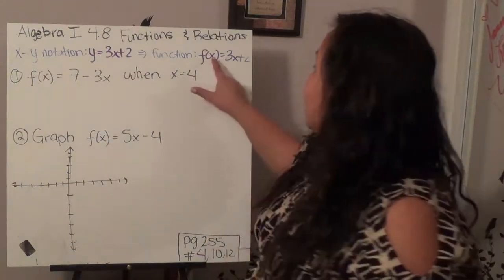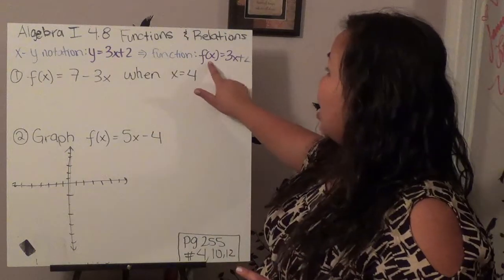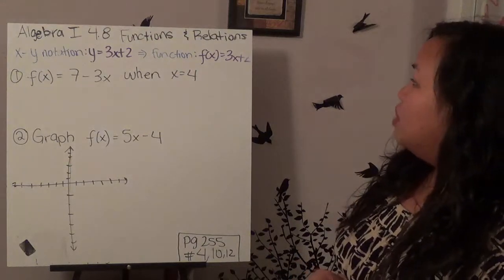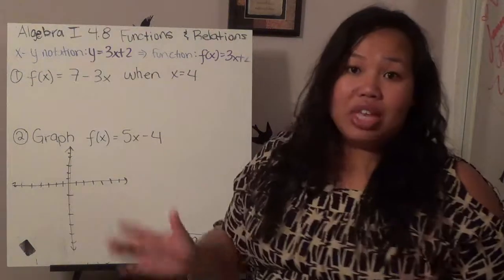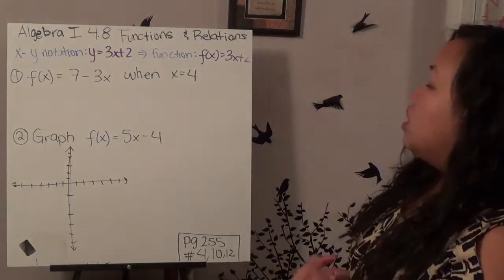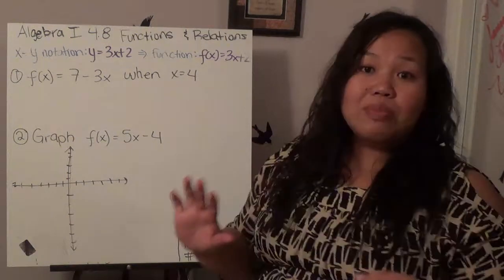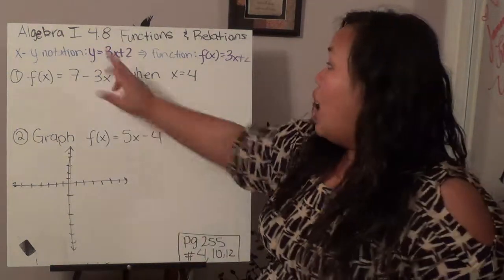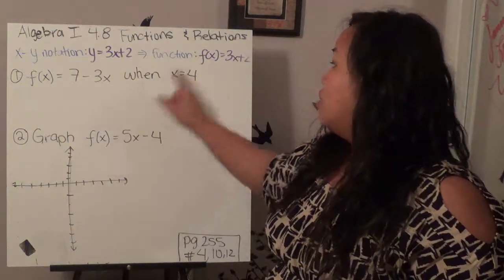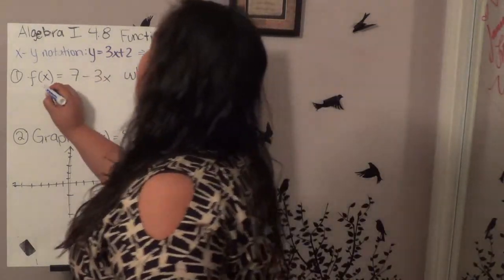Think of it as another way to write y. That's all it is. That's the new term. So if you see f of x, it's just another way to replace y. So basically everything else stays the same. For example, number 1 asks f of x equals 7 minus 3x, and we need to find f of 4, when x equals 4. You do the same thing as if it's y equals 7 minus 3x.